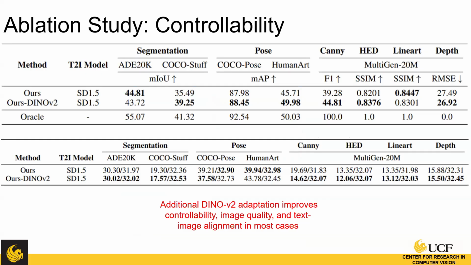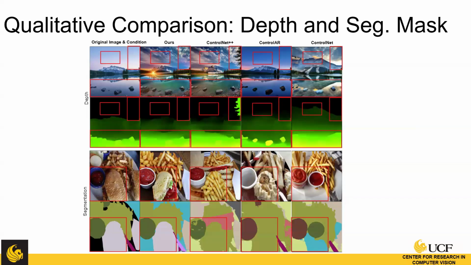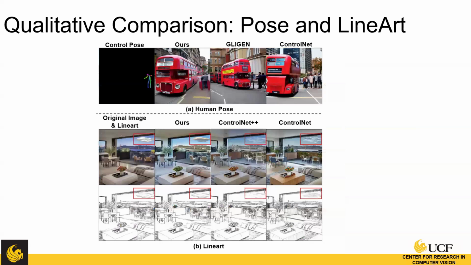Here we have some qualitative comparisons for the HED and canny tasks. We can see that our method achieves the best controllability. Here we have a qualitative comparison for the depth and segmentation mask. We have comparisons for the human pose and line art.